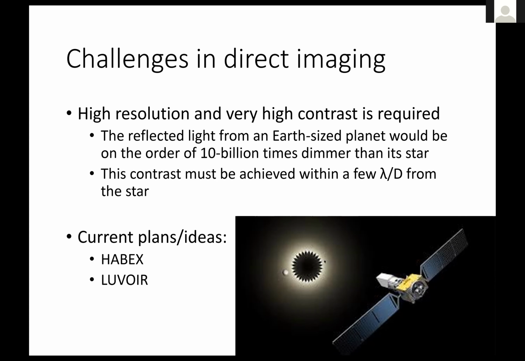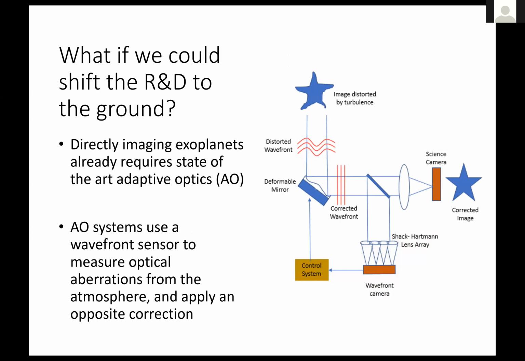But we're wondering, what if there's a way we can shift some of this R&D effort to the ground? Directly imaging exoplanets already requires state-of-the-art adaptive optics systems.